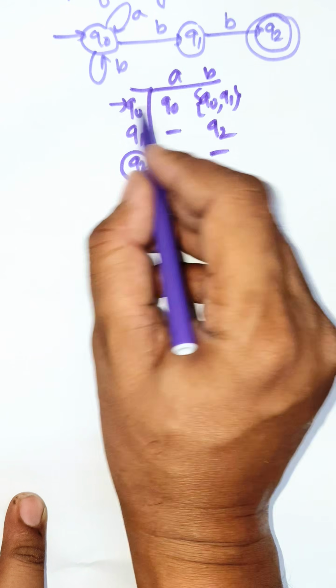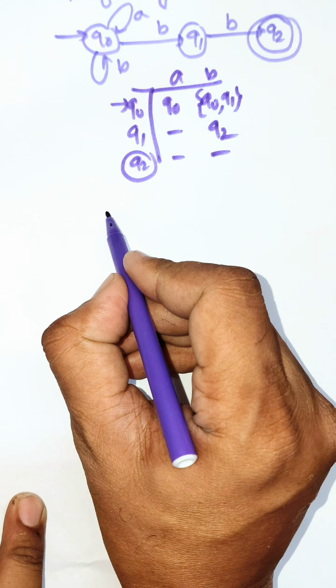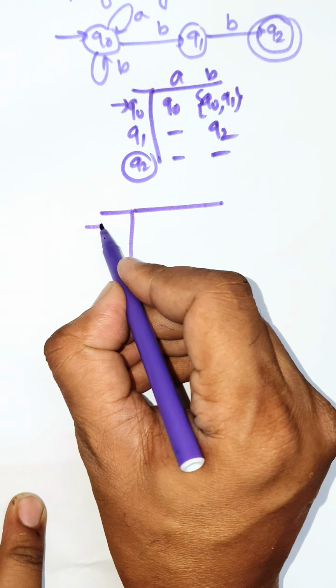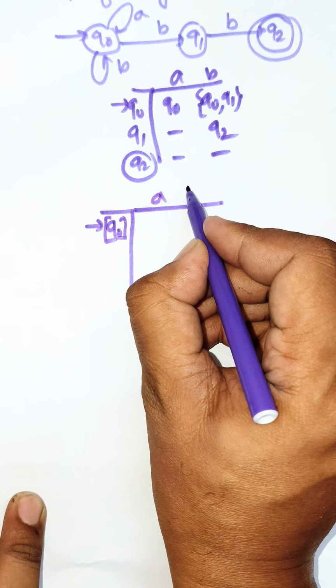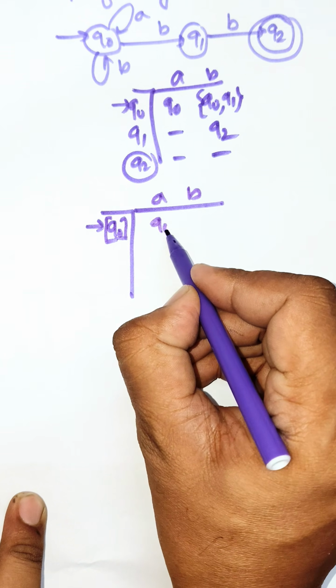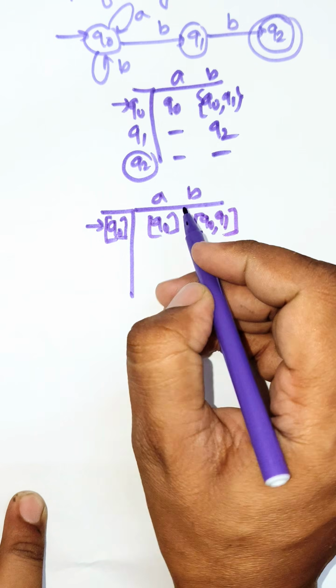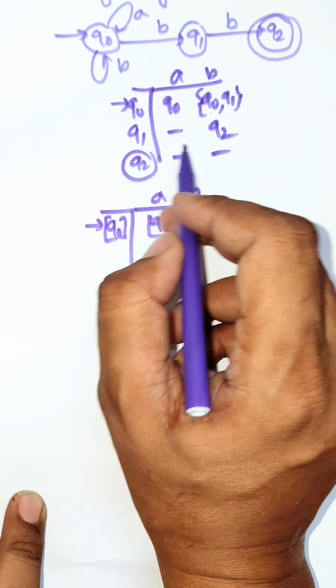We need to start with the initial state of the transition table of NFA. So this is the transition table for DFA. We need to start from the initial state. So Q0 is the initial state and A and B are the input. This is Q0 and this is Q0, Q1. So we need to copy the present state and their corresponding output from the transition table of NFA.